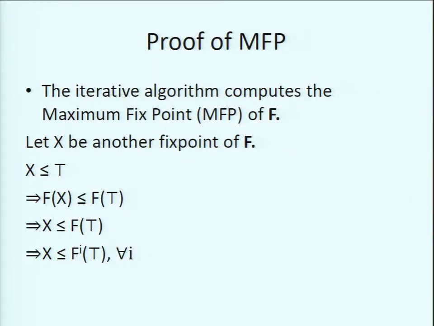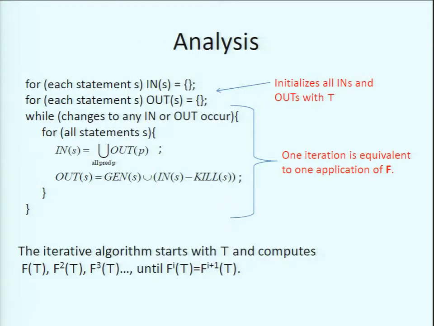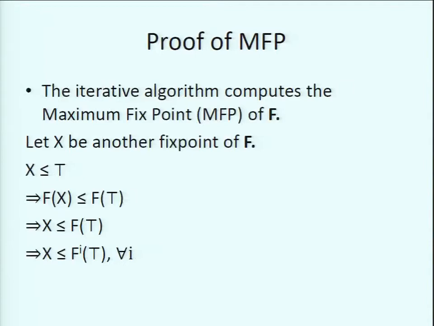Okay, now we have seen that our algorithm computes a fixed point in this way, and we have seen that the function f is monotonic. So we want to prove that by using the iterative algorithm we will get the most precise fixed point of f. Okay, so we know that any other fixed point of f is also going to be a solution of the data flow equations. Okay, so we start with some other fixed point of f.